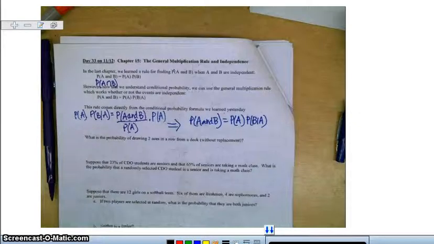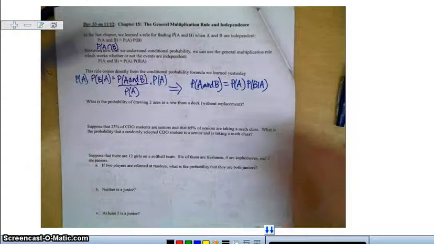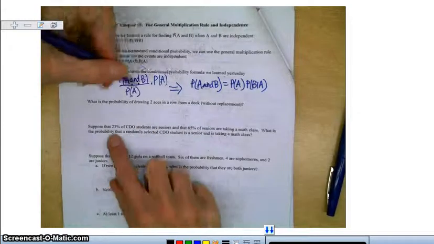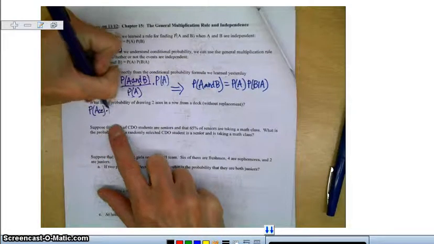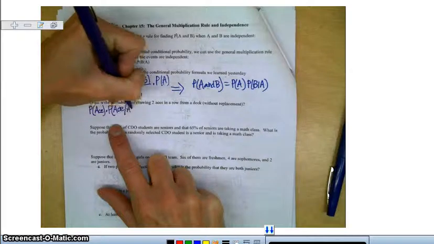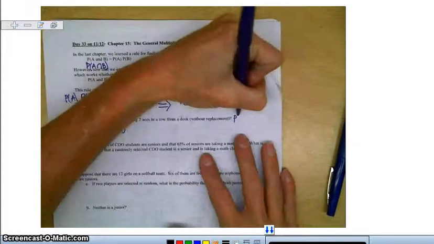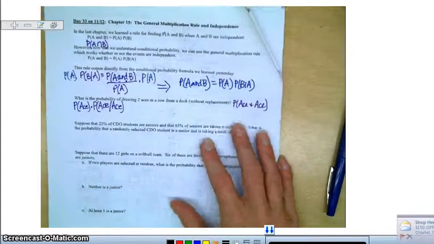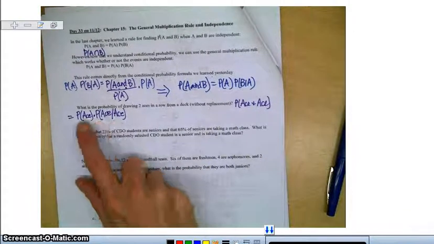So let's take a look at an example of using this. What is the probability of drawing two aces in a row from a deck without replacement? So two aces in a row would be the probability of getting an ace times the probability of getting an ace given that you already got one ace. So two aces in a row means the probability of getting an ace and an ace. Okay, that's generally what that means, which then actually means since it's an and probability, you multiply the probabilities.